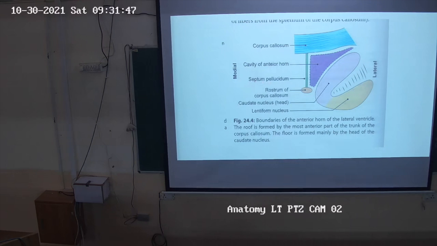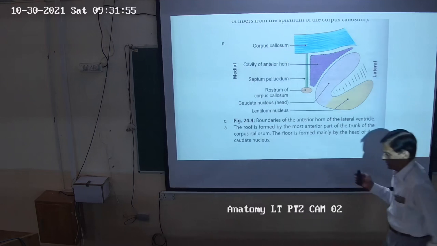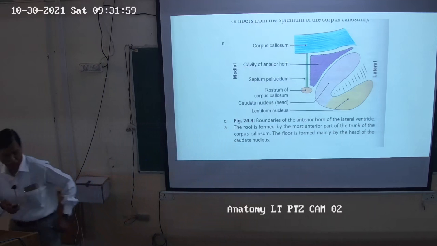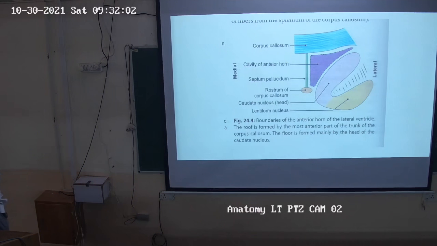So this is the boundary of the anterior horn. The anterior horn is the part lying in the frontal lobe.